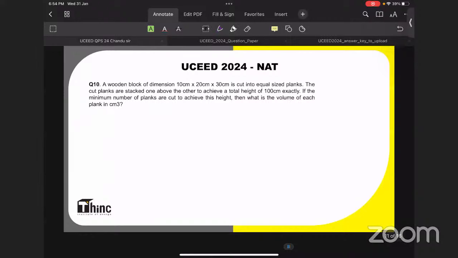Next question. Simple question it is. A wooden block of dimension 10 into 20 into 30 centimeter is being cut into equal sized planks. The cut planks are stacked one above the other. So we want a height of 100 centimeter. Then what is the volume of each plank in centimeter cube?